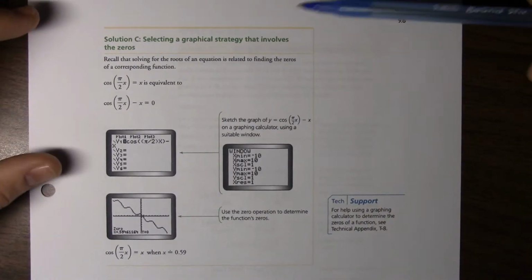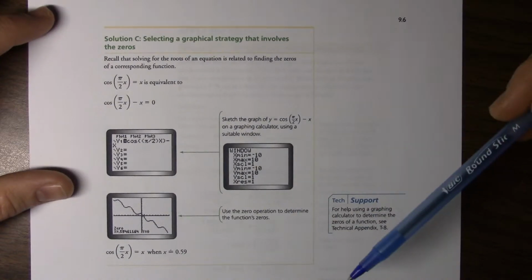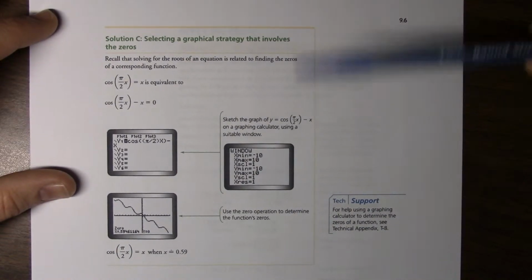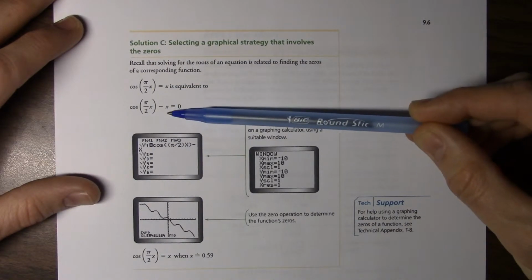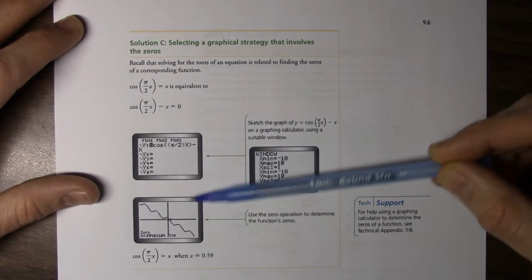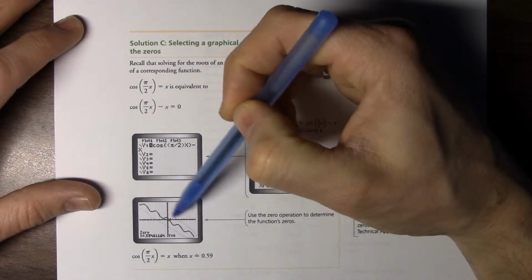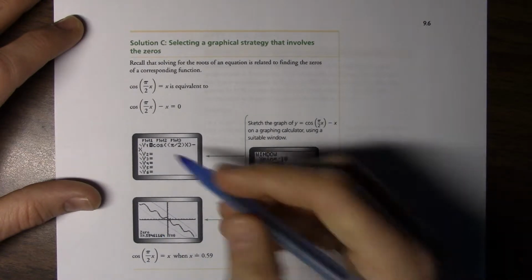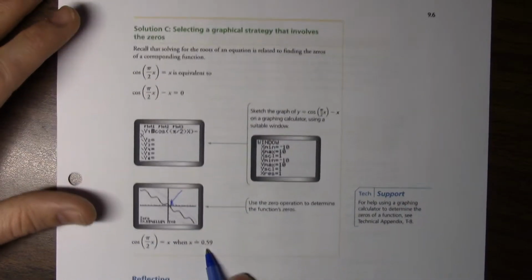Okay, solution C. The other one is we pull both functions to one side and set it equal to 0 and look for the intercept, the x-intercept. Okay, so here's the original function that we're looking to solve. We bring that negative x to one side, set that equal to 0, and now we look for our x-intercepts. Okay, so here's that combined graph. And the x-intercept is right there, which again is at 0.59.